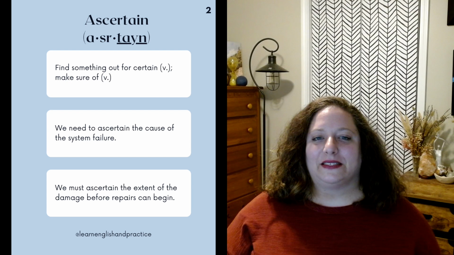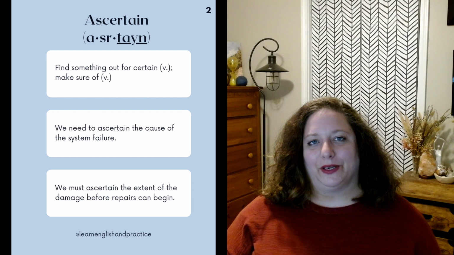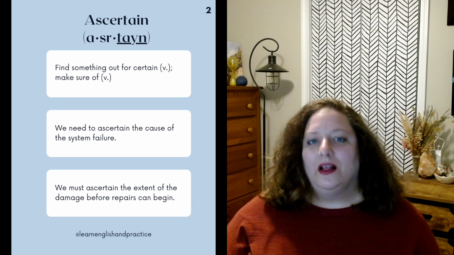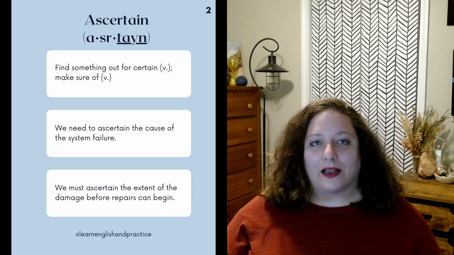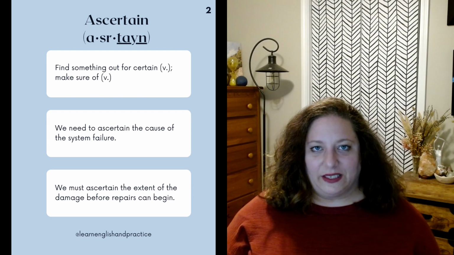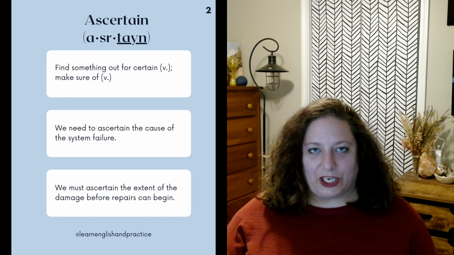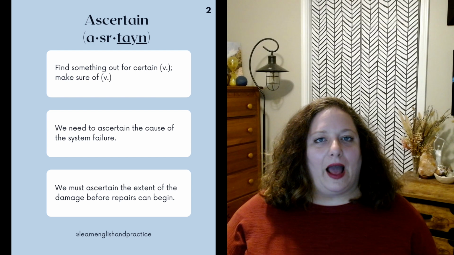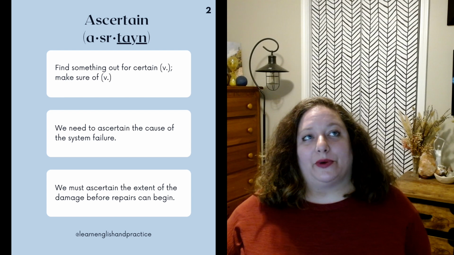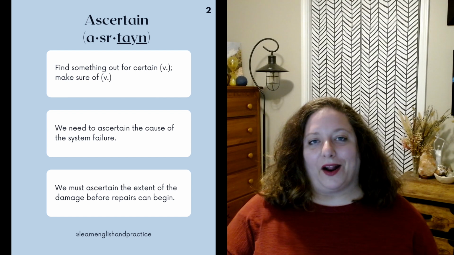Ascertain. That means find something out for certain as a verb, make sure of as a verb. So recently I had a mechanical issue with my vehicle and it was dying all the time. The battery was just constantly dying and my car was struggling to start. And before I brought my car into a mechanic shop for extensive repairs, I had someone ascertain my issue by doing a battery test and just checking to see if the issue was my car battery.